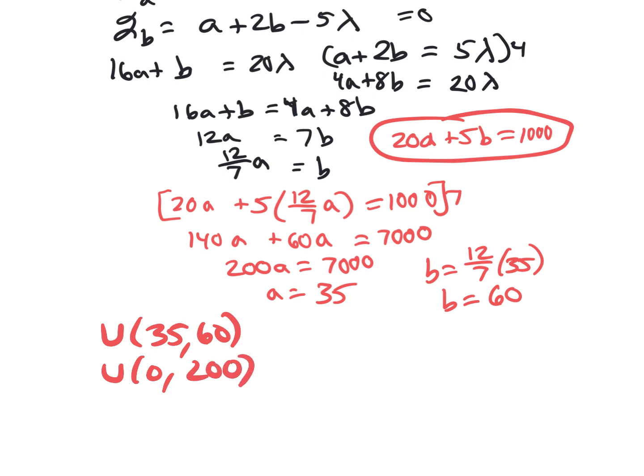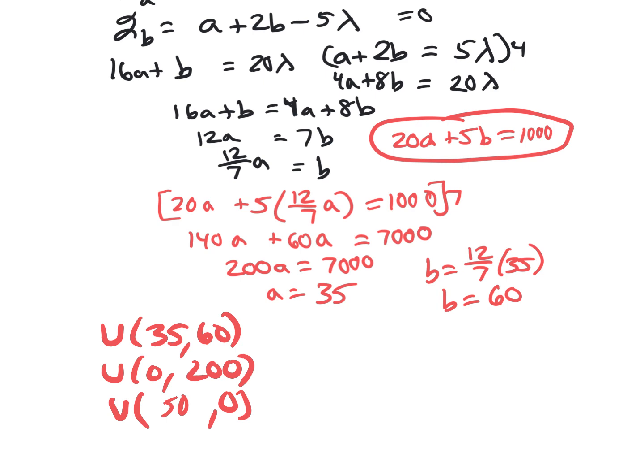And the reason I definitely know I need to do this, it's asking for both a max and a min, and I only have one critical point here. So a max or min is also going to have to come from one of these extremes, or boundaries. The other is if B is 0, so that means 20A is 1,000, so A would be 50.